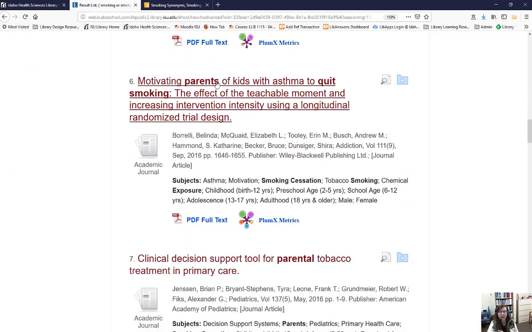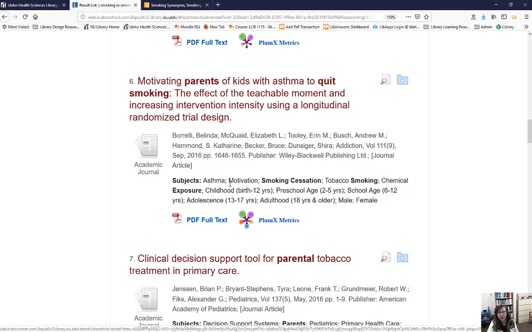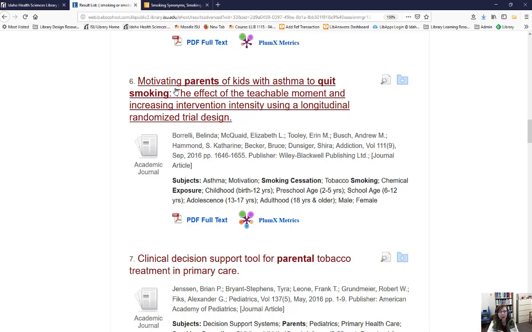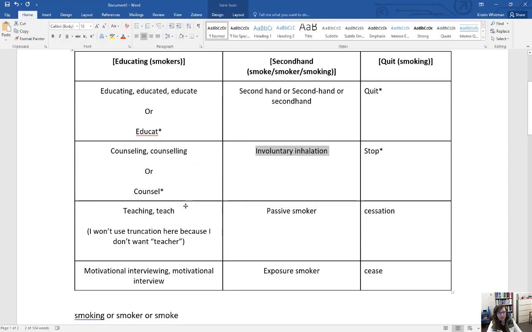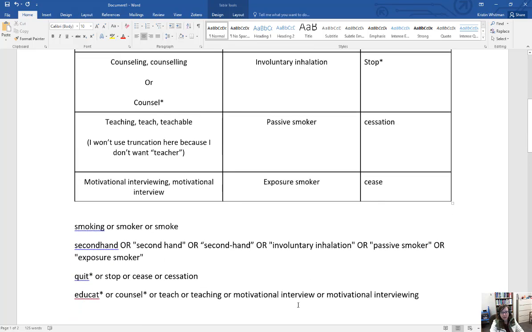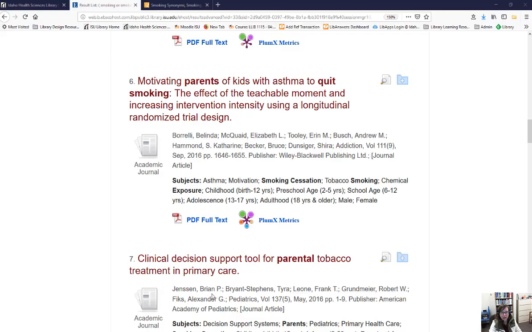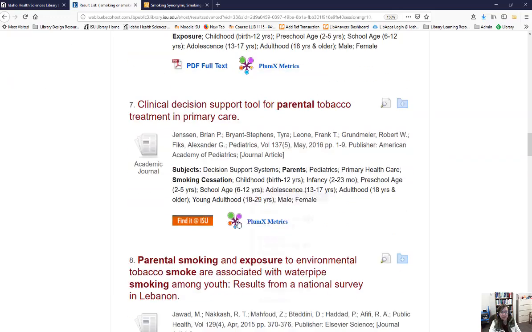And here, motivating parents of kids with asthma to quit smoking, the effect of the teachable moment and increasing intervention intensity. So as we look down here, we don't see any really useful subject headings, but one thing I didn't search is teachable. So I might want to go back and add that into my list. Teachable. And maybe I want to put it down here. So now I can go back and run this search again if I wanted to. I could go back to the top and paste that in.